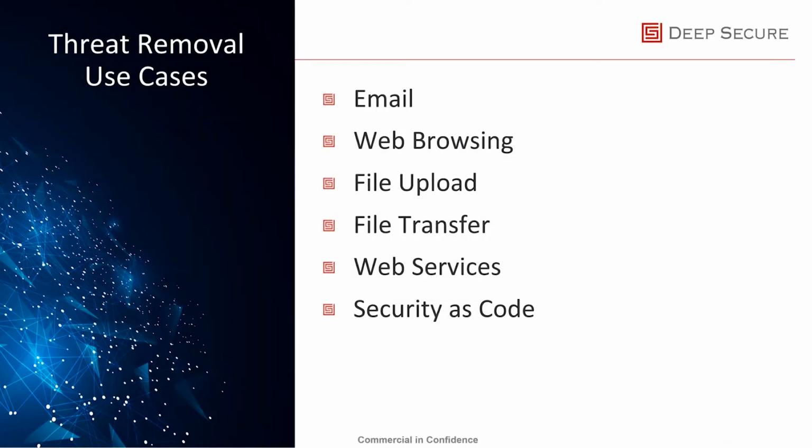Actually, threat removal can be applied to multiple use cases, including email, where the whole email and any attachments can be cleaned before emails reach a mail server; web browsing, where it integrates with a web gateway, acting as a forward proxy; file upload, by integrating with a gateway acting as a reverse proxy; file transfer, where files are moved between two networks; web services, by protecting the structured data traffic between front-end and back-end servers; and by being built directly into any application using an API.